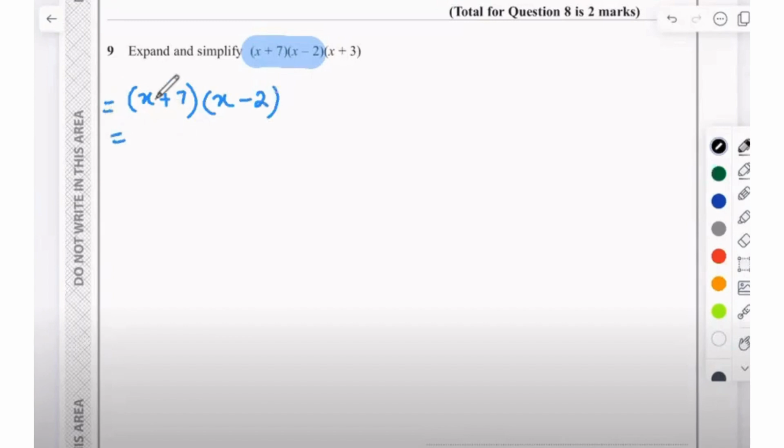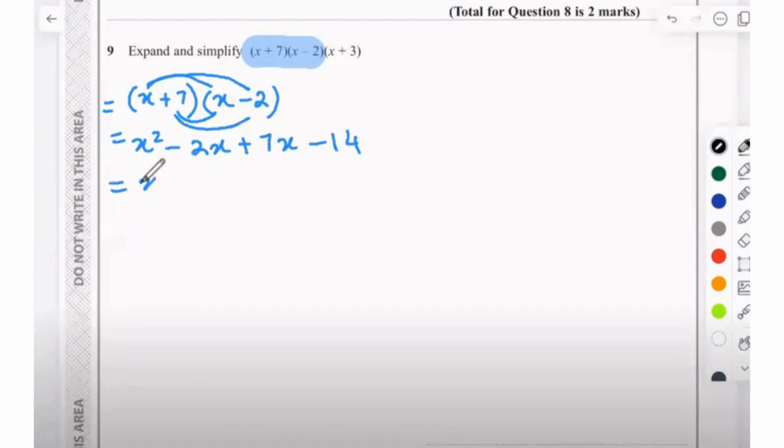So that's going to be x times x, then x times minus 2, then 7 times x and 7 times minus 2. So x times x is x squared, x times minus 2 is negative 2x, 7 times x is 7x, and 7 times negative 2 is negative 14. So that's going to be x squared plus 5x minus 14, because we combine the like terms, which is negative 2x and 7x, and 7x minus 2x is 5x.